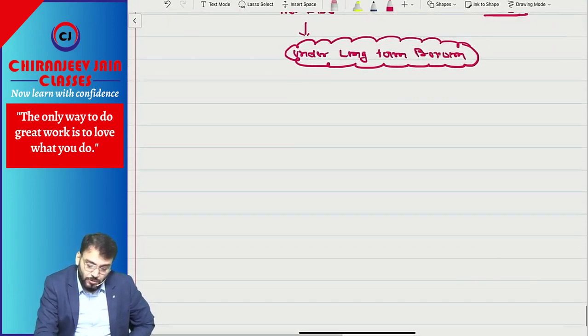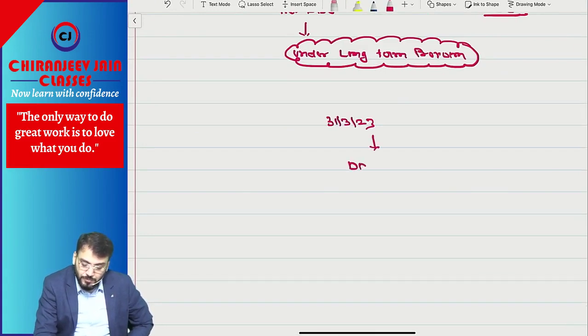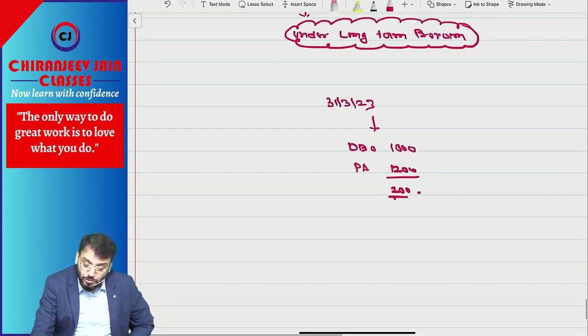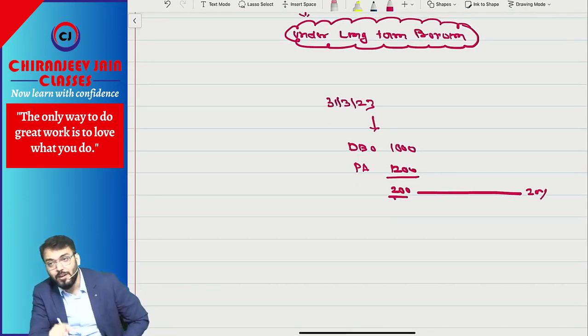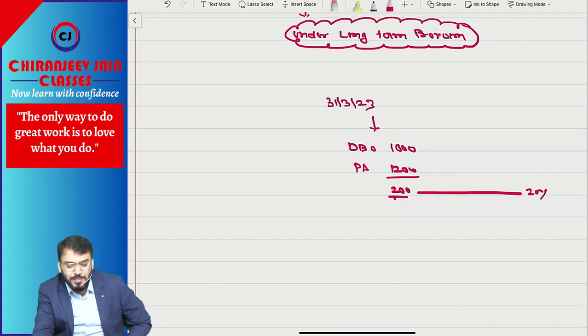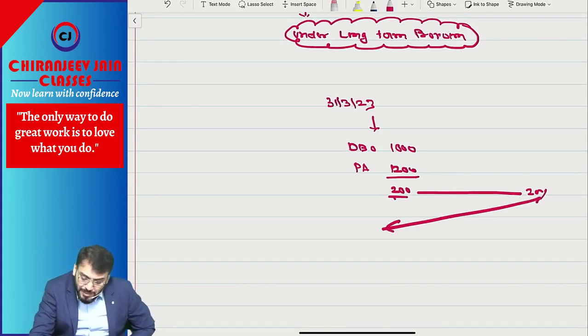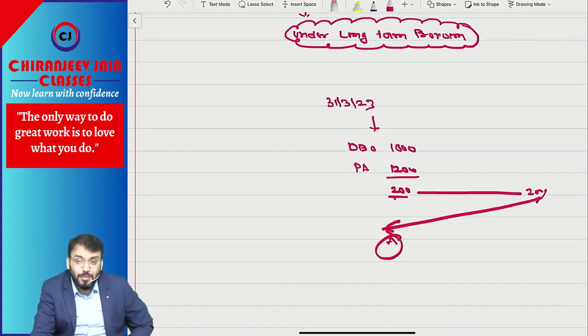Here we write, today is 31st March 2023 and there is a DBO of 1000 crore and a plan asset of 1200 crore. It means the surplus is how much? 200. But this 200 is payable after 20 years. Means we'll get 200 but after 20 years. So this 200 becomes the future value. So we need to find out the present value of the refund now. That present value is today's asset. Understood? I hope you have understood now.